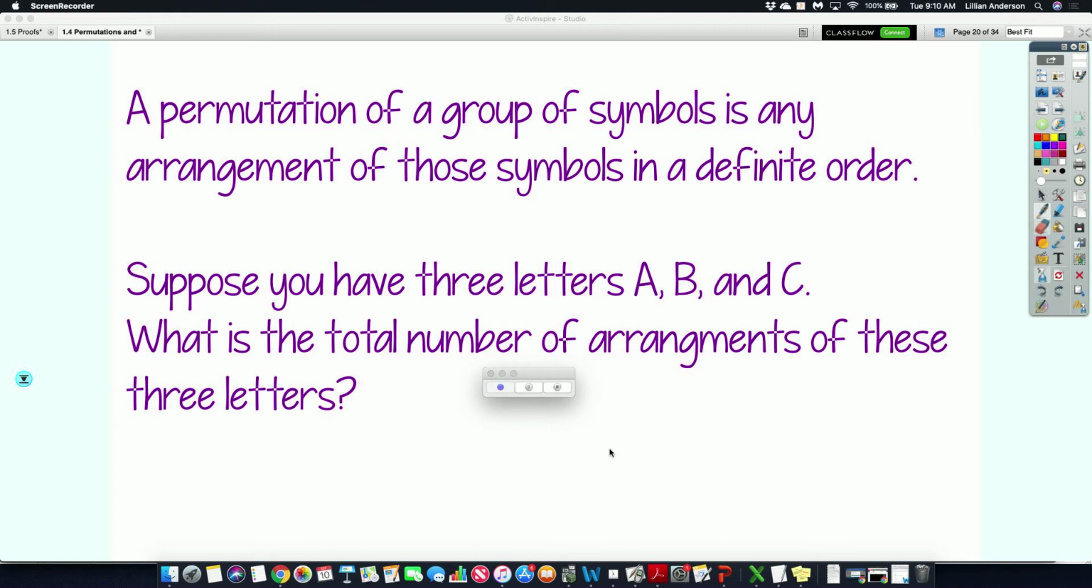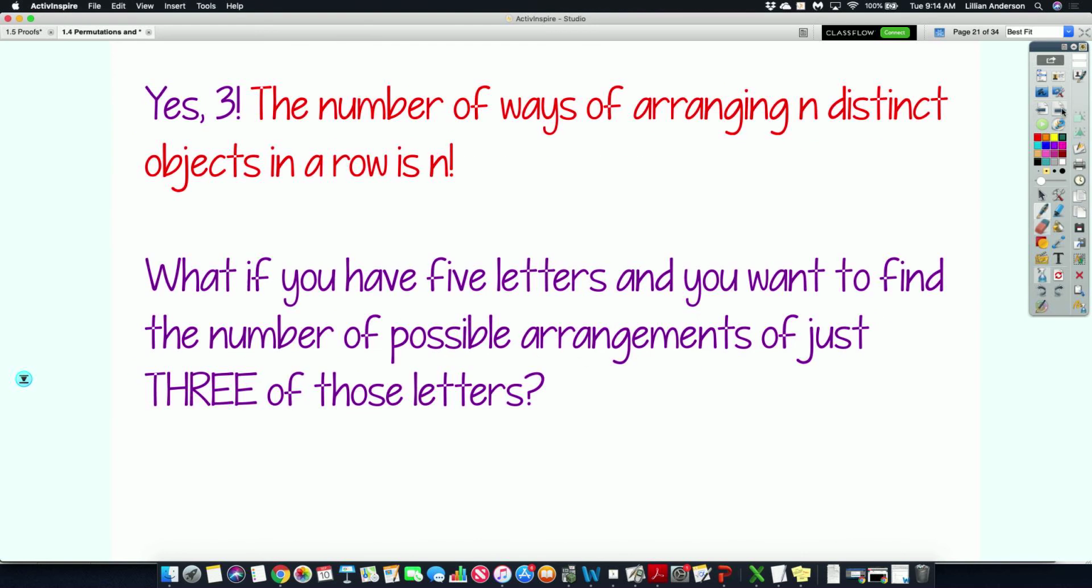Okay? So suppose you have three letters, A, B, and C. What is the total number of arrangements of these three letters? Okay? I want you guys to think about it. If you need to jot it down, go ahead and do so. But I want you guys to tell me what is the total number of ways that I can arrange these three letters. How many ways? 6. Yes, 6. The number of ways in arranging indistinct objects in a row is n factorial.